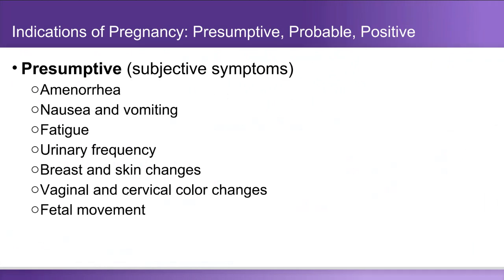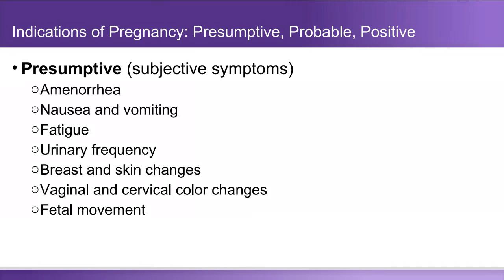Okay, so as I said, we're going to talk first about the 3 Ps of pregnancy. So the first P we're going to talk about is the presumptive signs of pregnancy. Now, these are the subjective symptoms. So when we talk about presumptive signs of pregnancy, we're talking about things that can indicate that she might be pregnant, but they don't necessarily mean that she's definitely pregnant. So when we talk about presumptive signs, again, these are just signs that the mother reports.